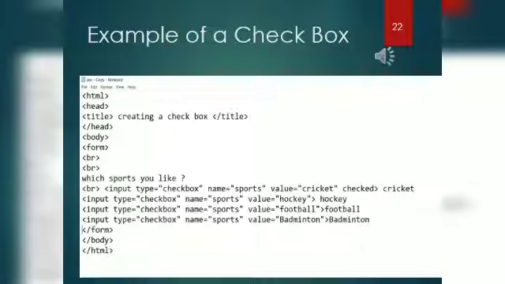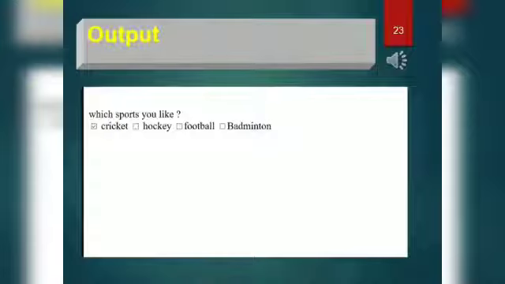Next line, input type checkbox, name sports, value hockey, then you close the angular bracket and write hockey. Then input type checkbox, name sports, value football, angular bracket close, football. Input type checkbox, name sports, value badminton, angular bracket close, badminton, then the form is closed. This is the output of the code given in the previous slide, and you can see cricket is already marked, the other 3 are not marked, but they are displayed in one single line.